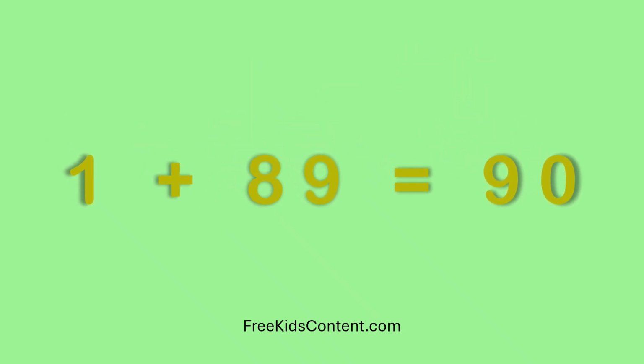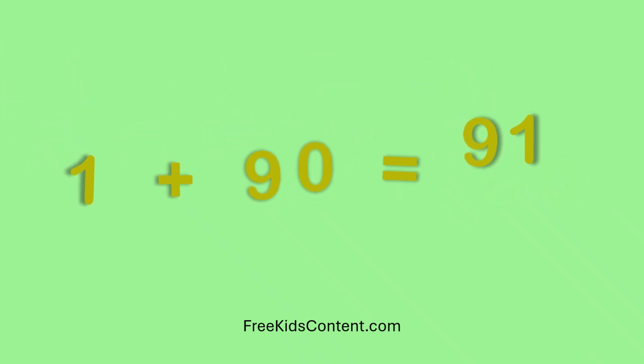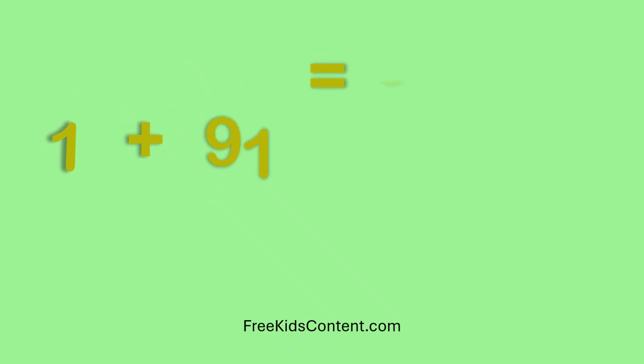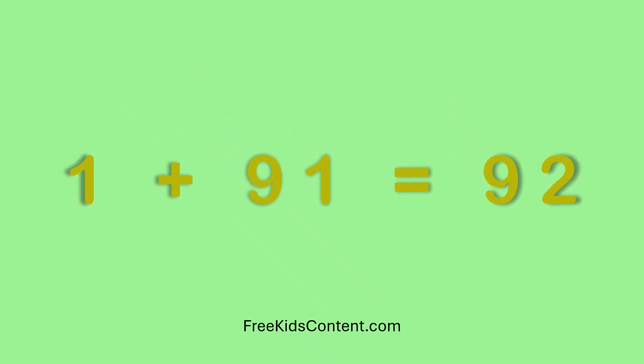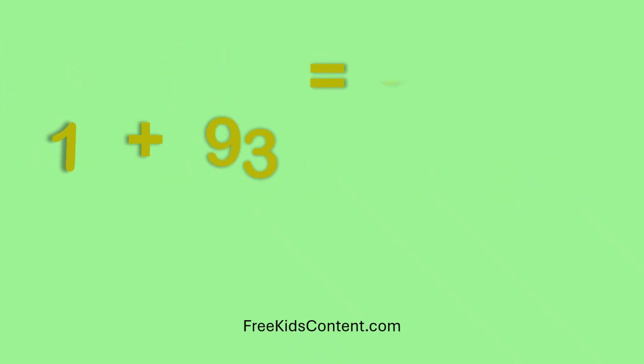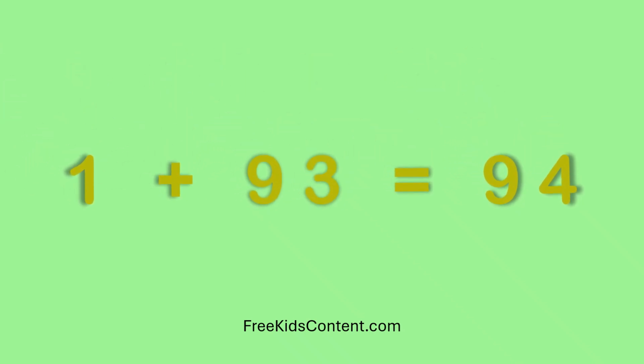1 plus 89 is equal to 90. 1 plus 90 is equal to 91. 1 plus 91 is equal to 92. 1 plus 92 is equal to 93. 1 plus 93 is equal to 94.